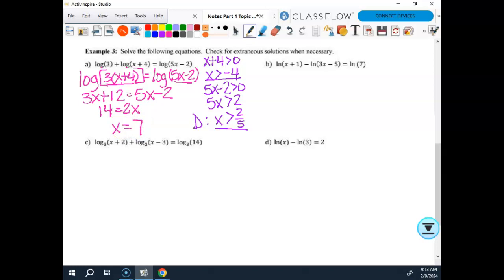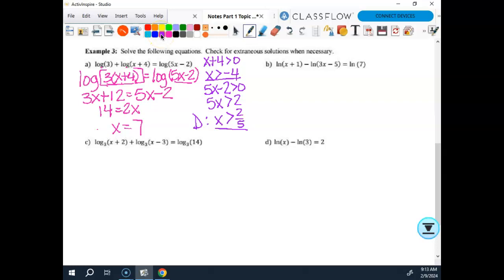So is 7 greater than 2/5? Yes. Then my one answer works. We good? Any questions? All right. Then let's look at B.